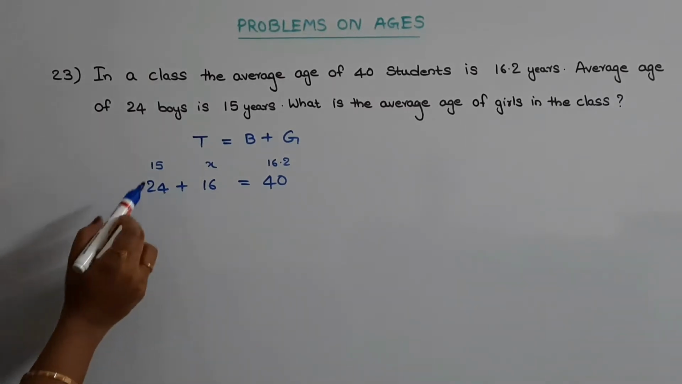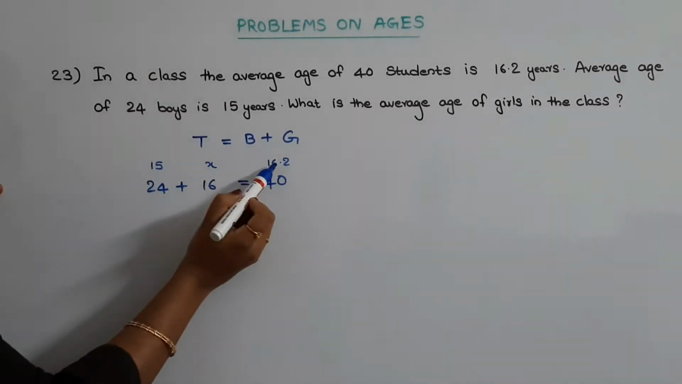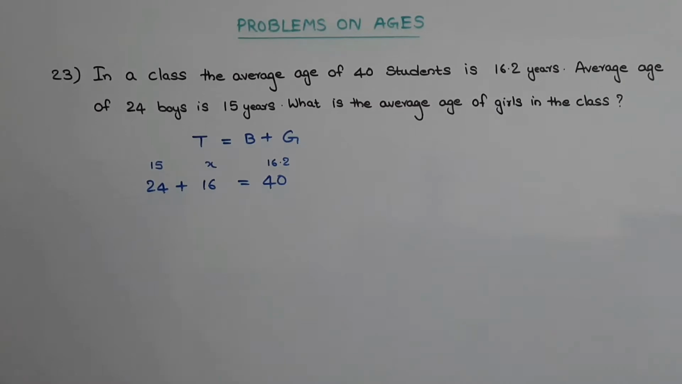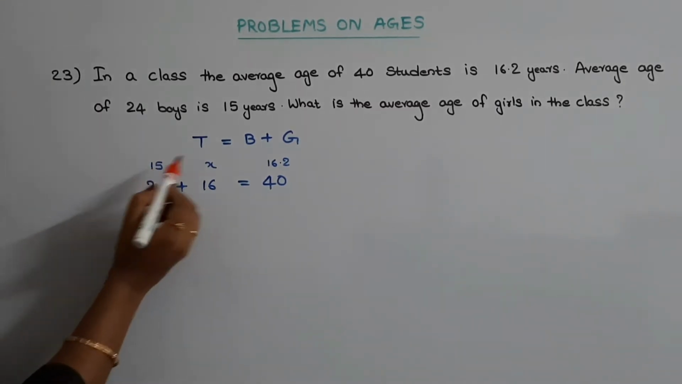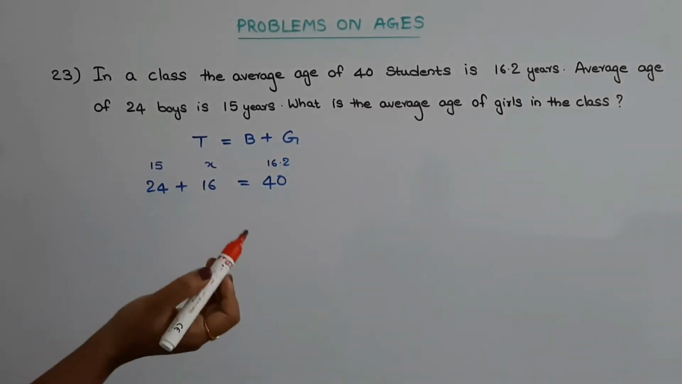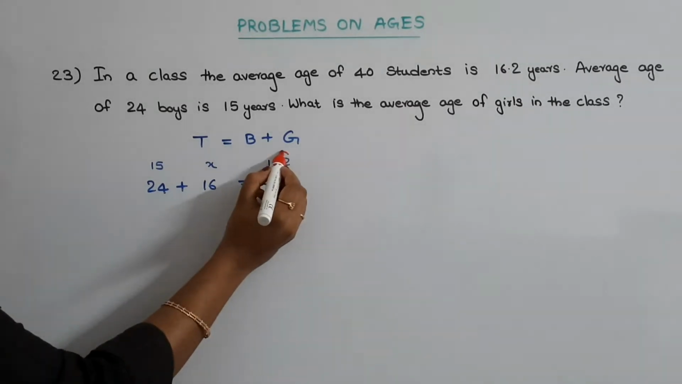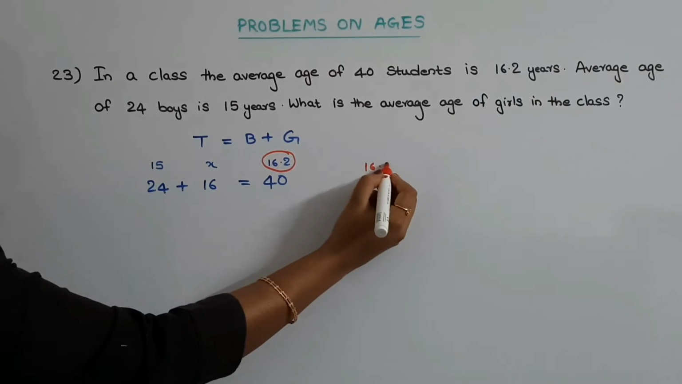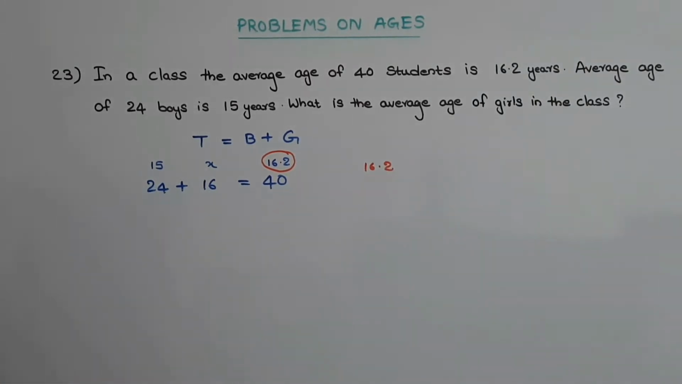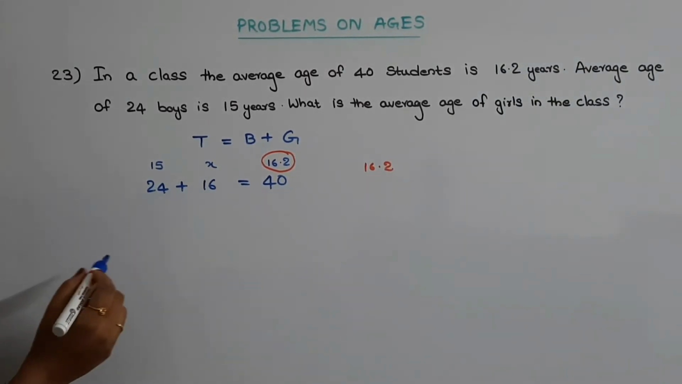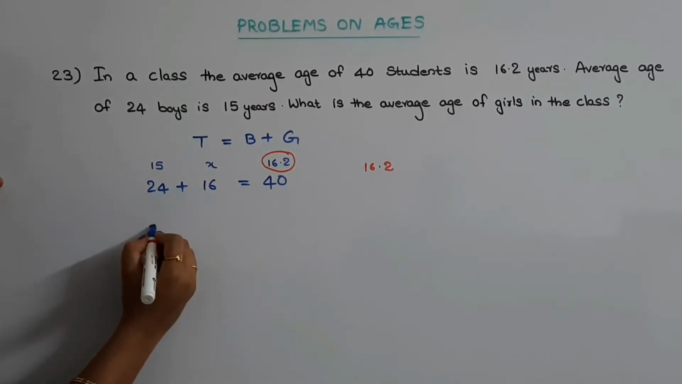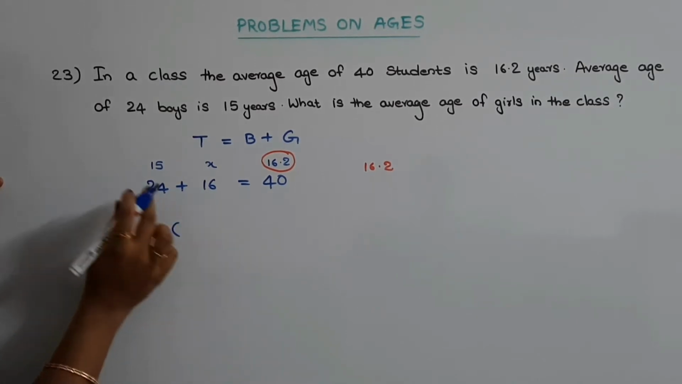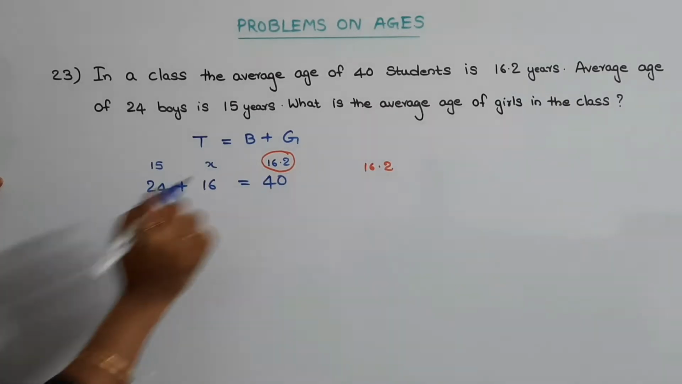Now you need to take either this 15 or this 16.2 as a reference value. Okay. Either of these averages you need to take it as a reference value. So here I am taking 16.2 as a reference value. So my reference value is 16.2. Okay. Now the next step is multiply this 24 by its difference and the reference value.